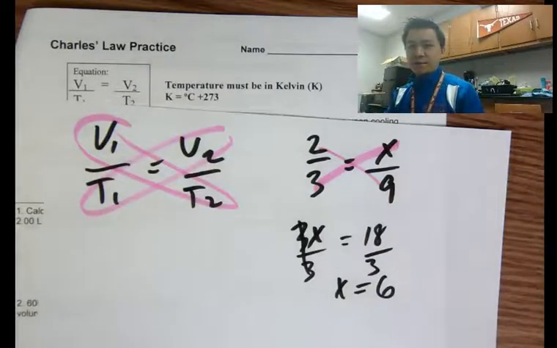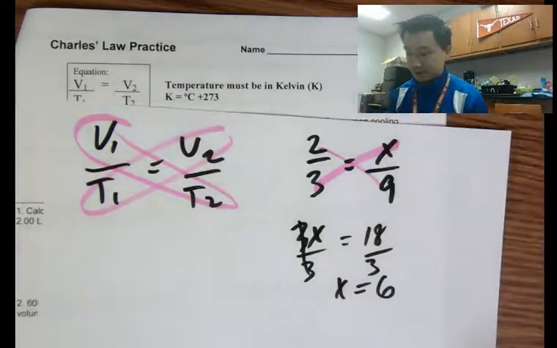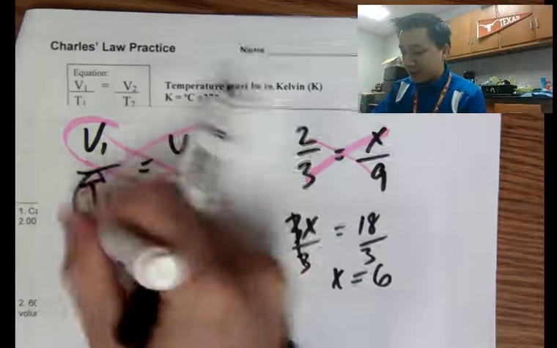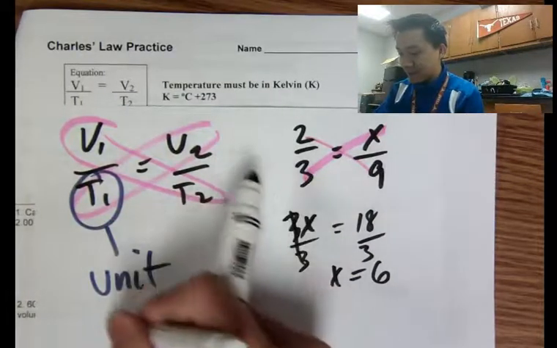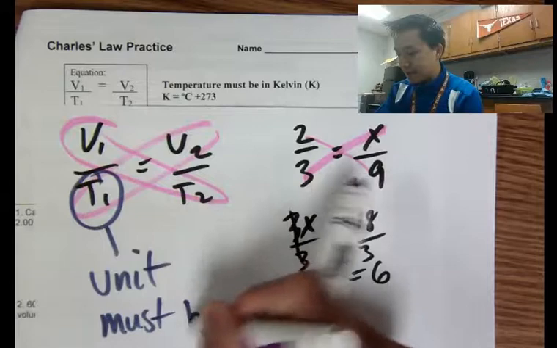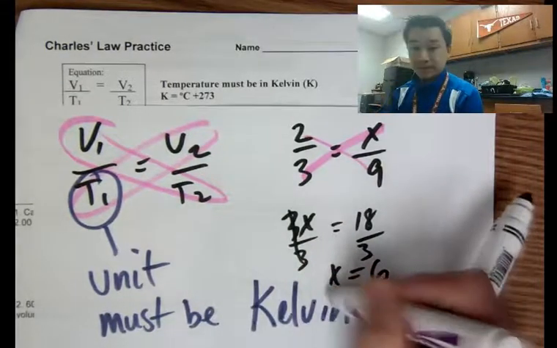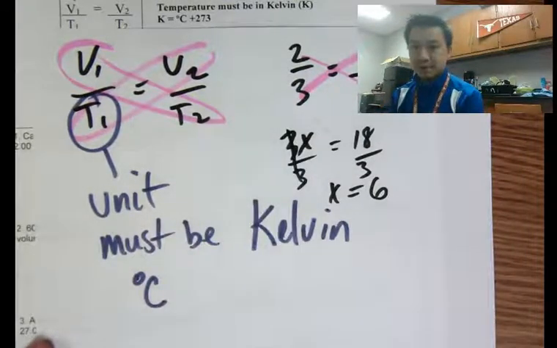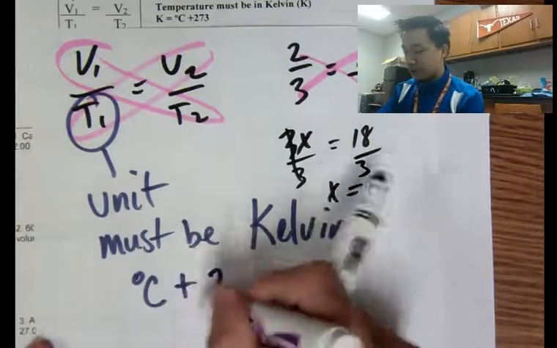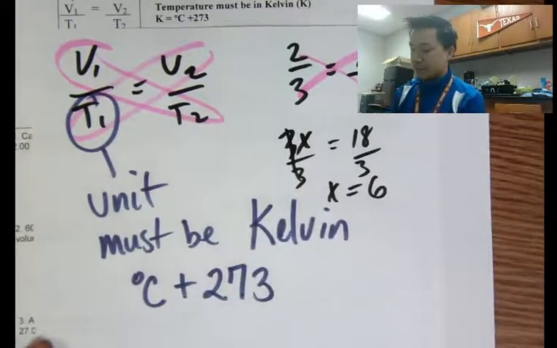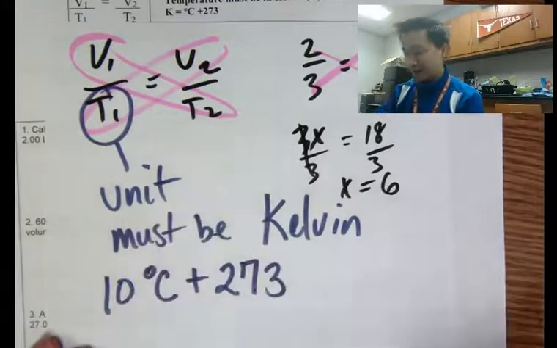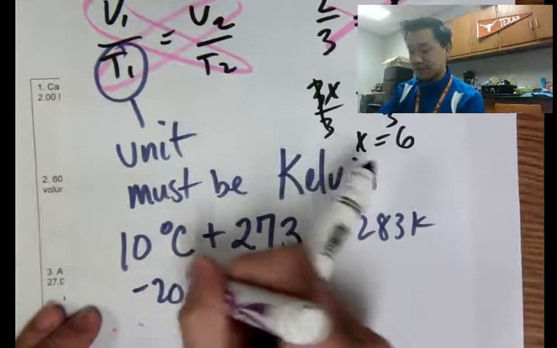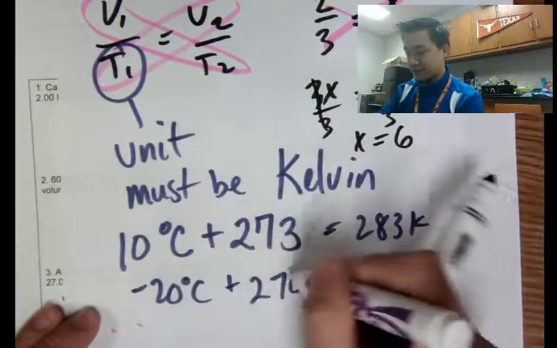Now we throw in volume and temperature. You have to recognize those things. And the key thing in this formula is that temperature must be in Kelvin. And how do I get temperature in Kelvin if I have degrees Celsius? You add a number to it, and that magical number is 273. So if it's 10 degrees Celsius, I'd add 273 to that, and it'll be 283 Kelvin. If it's negative 20 degrees Celsius, I'll add 273 to that.